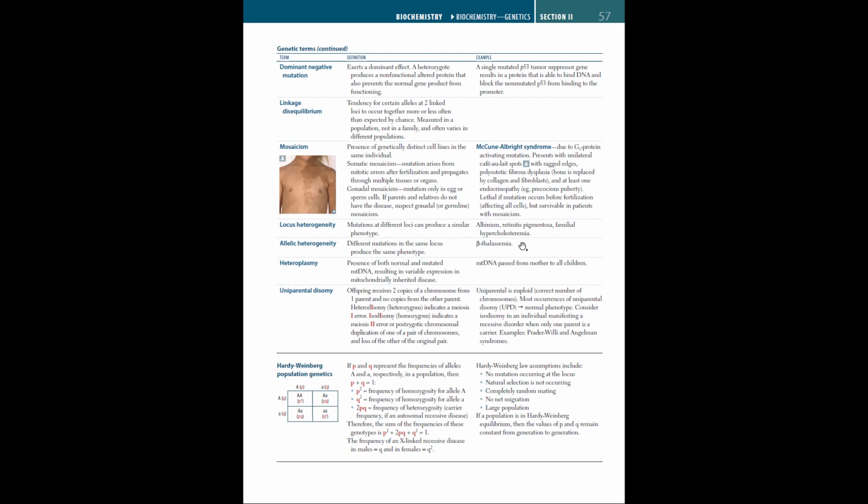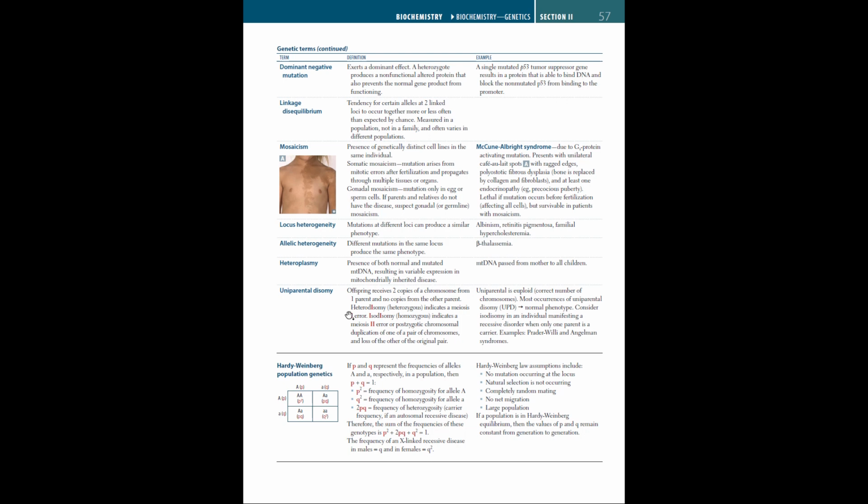Heteroplasmy is the presence of both normal and mutated mtDNA. mtDNA is mitochondrial DNA, and this results in variable expression in mitochondrial inherited disease. For example, mtDNA is passed from mother to all children. Uniparental disomy is basically offspring receiving two copies of a chromosome from one parent and no copies from the other parent.